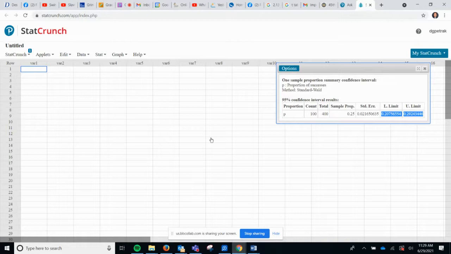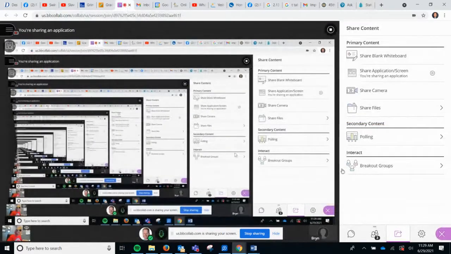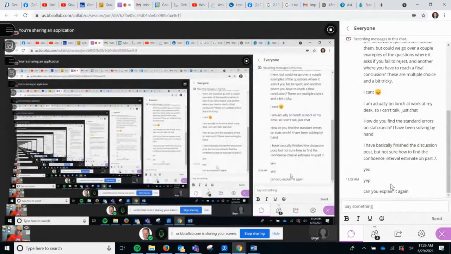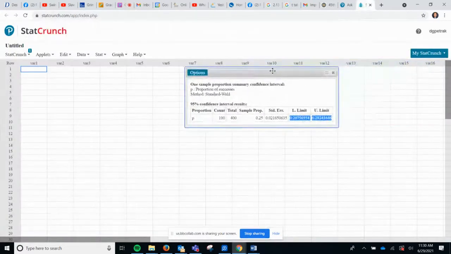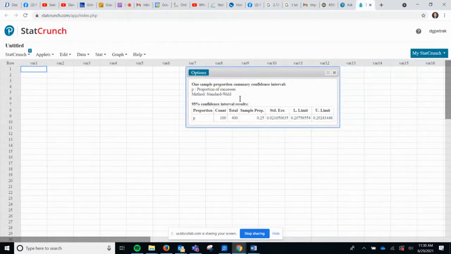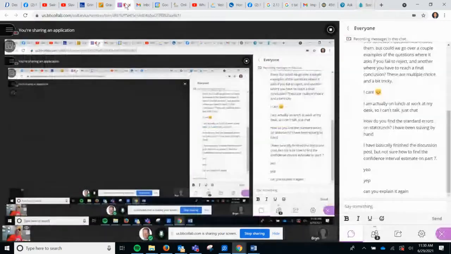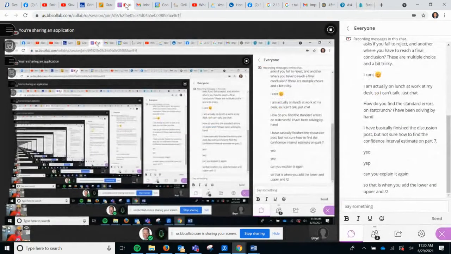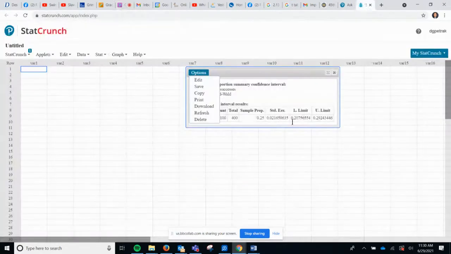Is that what you're looking for? Can you explain it again? Are you asking about this one right here? That's when you add the lower and upper and divide by 2. For your discussion, I don't think you have to be explicit about the margin of error. I think they just want the confidence interval, which is given to you right there.